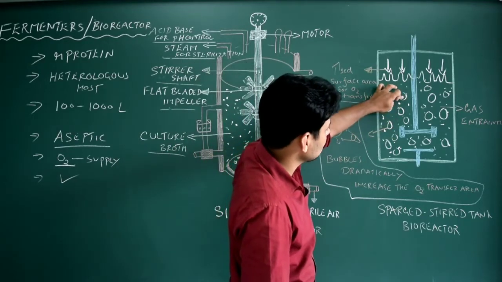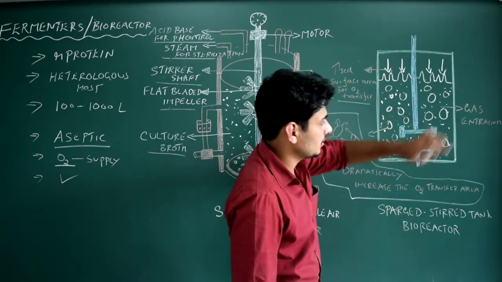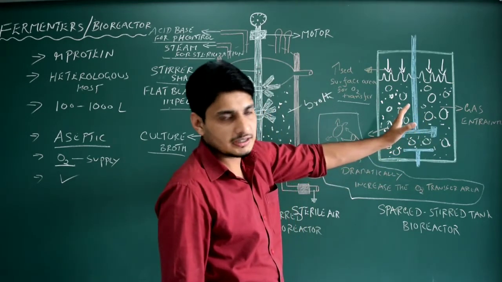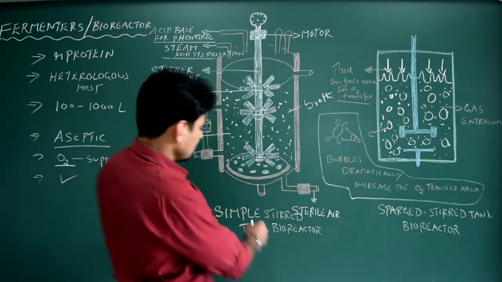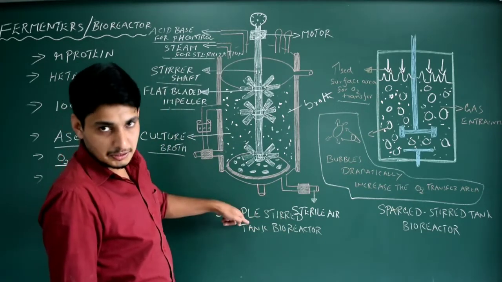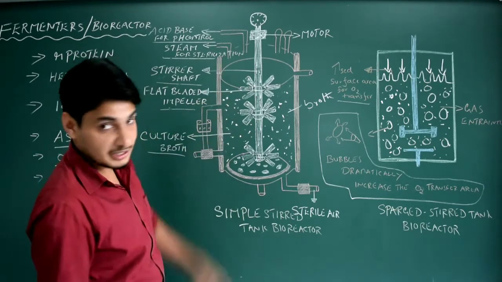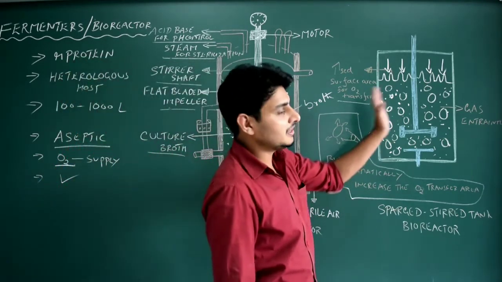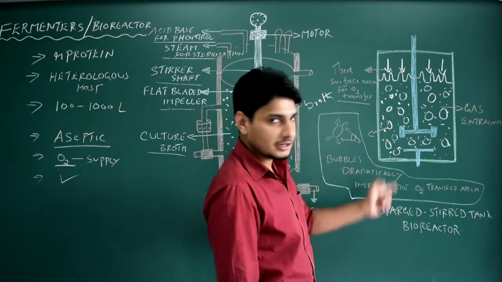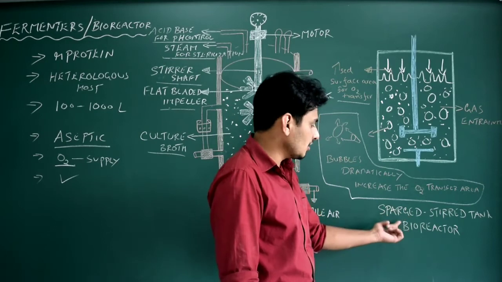You can see these are nothing but the bubbles which are created by the air. This is an entirely different type of bioreactor comparatively. Here I have written simple stirred tank bioreactor. It is simple, but if you draw it, it's very difficult, and even the labeling also. This is a bit updated version of the bioreactor, called the sparged stirred tank bioreactor. What is the meaning of sparged?